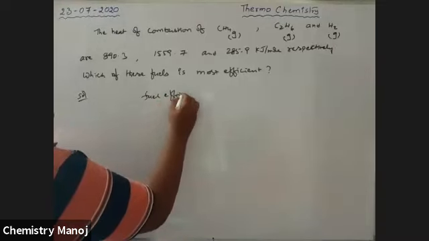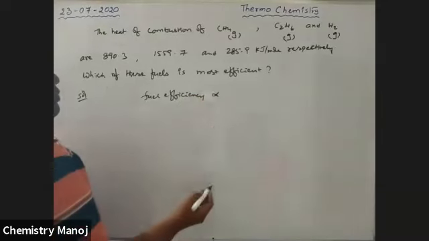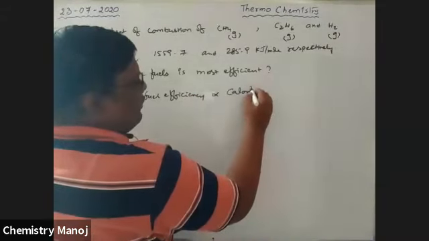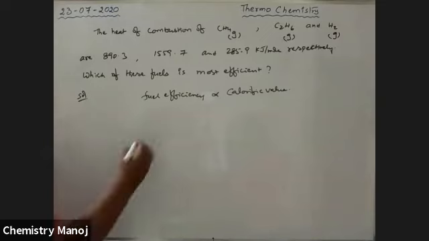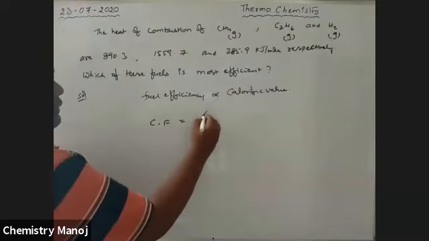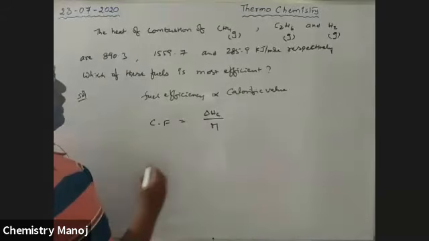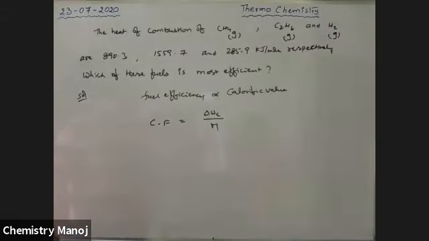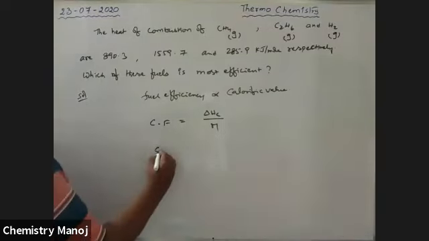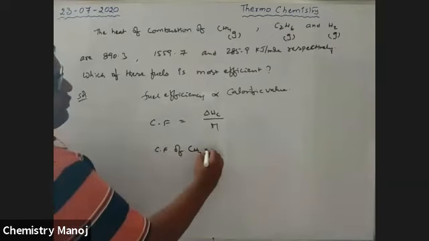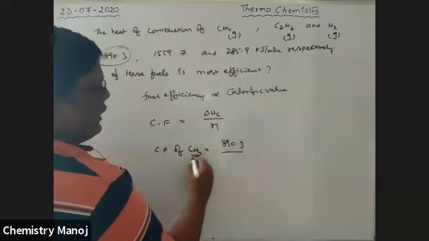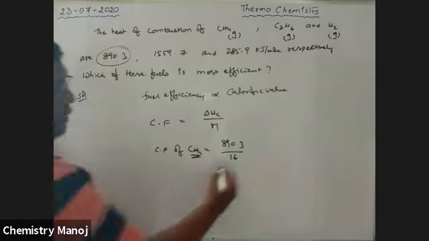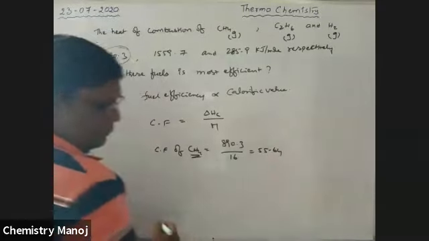Fuel efficiency is directly proportional to calorific value. Calorific value is equal to delta H combustion divided by molecular weight or atomic weight. So calculate for all those compounds. Calorific value of CH4 is 890.3 divided by the CH4 molecular weight 16, which is equal to 55.64.